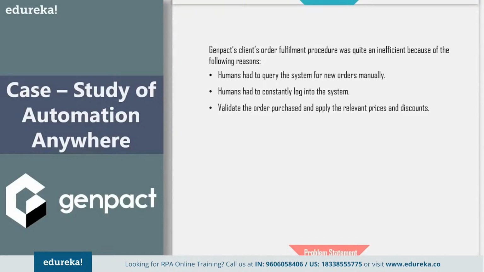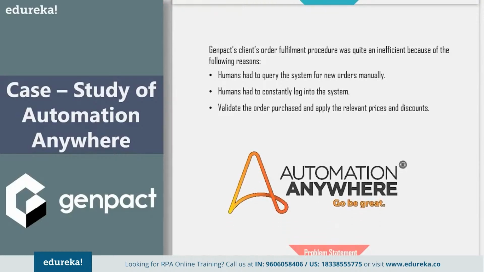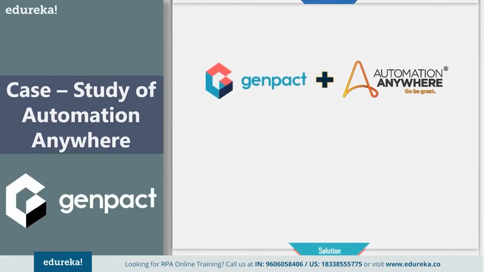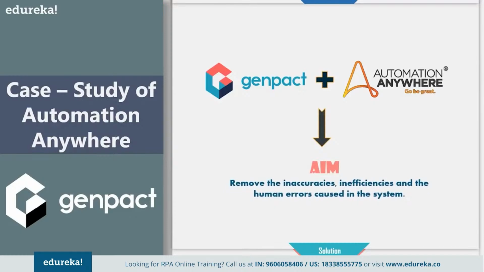Now, to benefit their business, Genpact decided on automating their processes. Obviously, the solution was Automation Anywhere. So Automation Anywhere and Genpact decided to re-engineer the process by using smart enterprise processes. Their aim was to remove the inaccuracies, inefficiencies, and human errors caused in the system. So the execution team decided to integrate the legacy systems with Automation Anywhere and make sure that humans have an eye on the entire process getting executed, right?